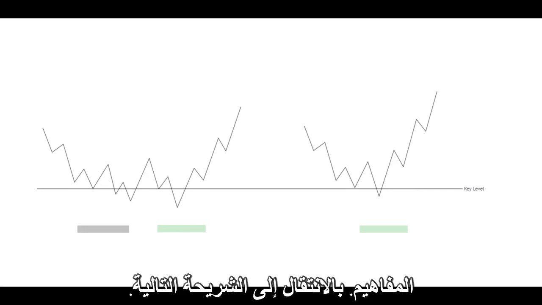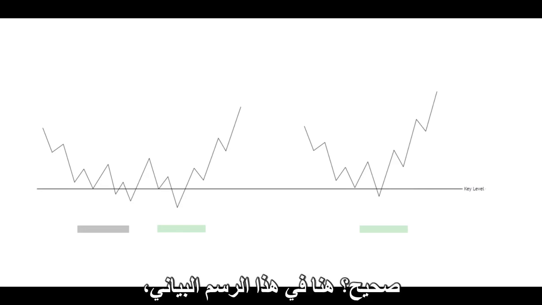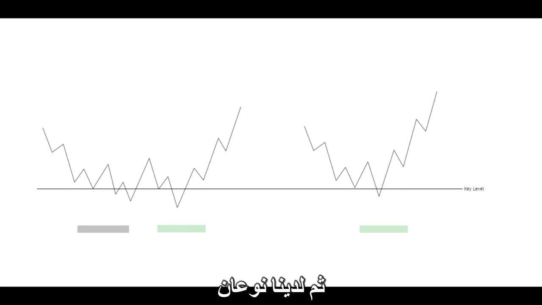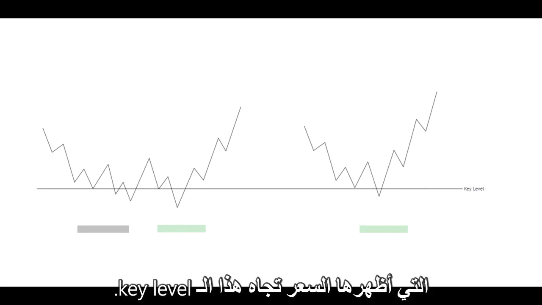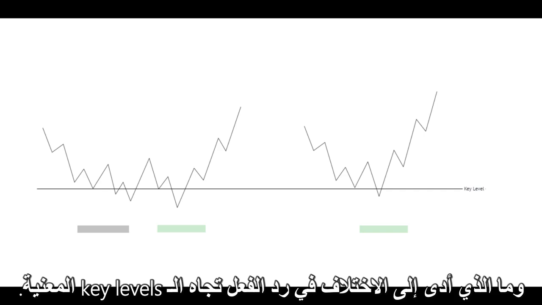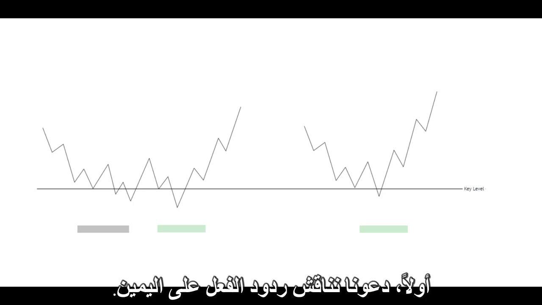So moving on to the next slide. Right here in this graphic, first of all, we've got a key level, right? And then we've got the two different types of reactions that price had towards this key level. We will discuss why both reactions are different from each other and what led to the difference in the reaction to the respective key levels, right? First of all, let's discuss the reactions on the right.